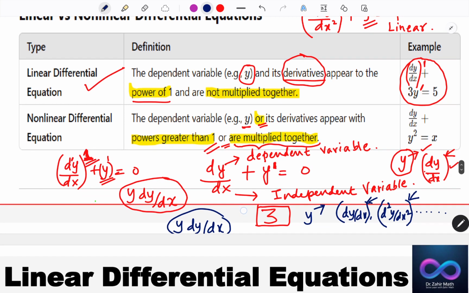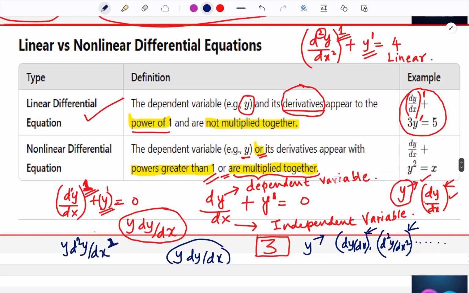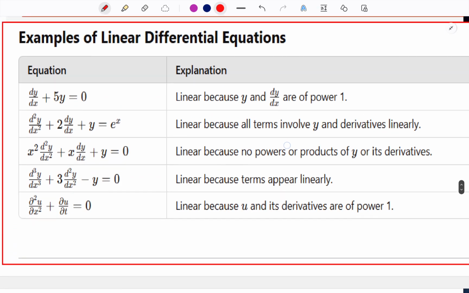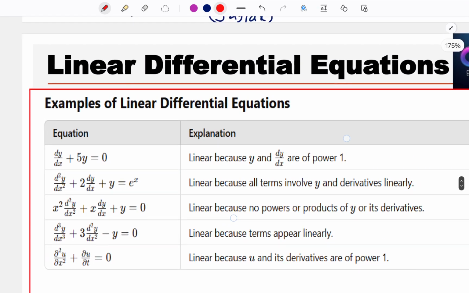It's only dy by dx, teacher, not only y. So it can be d square y by dx square, it can be d cube y by dx square, something like that. If this situation comes also, then it is a non-linear differential equation. Not only these three situations, there are some more situations that will lead the differential equation to be non-linear, okay. Let's go for some examples in the linear differential equations.